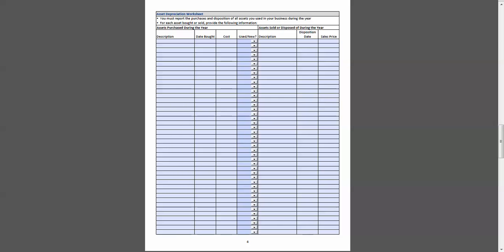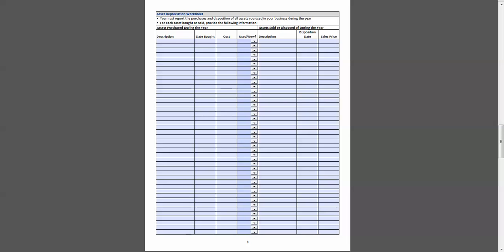Page 4 is where you'll find where you can list new assets placed into service during the tax year. Additionally, if you sold or disposed of any assets you placed into service in a prior year, that information will need to be reported on the right side of the page.